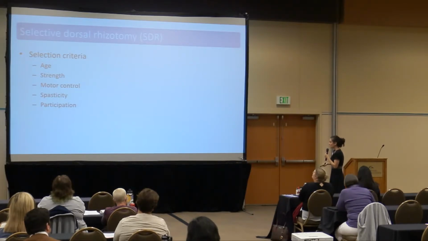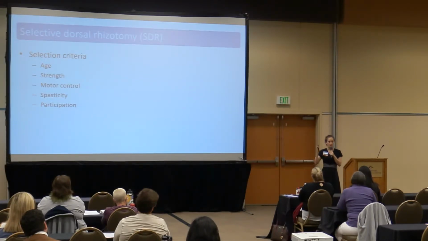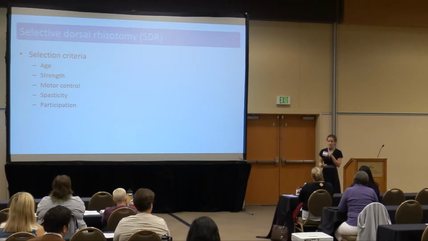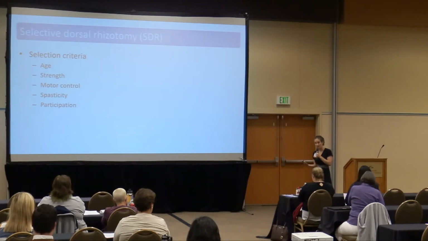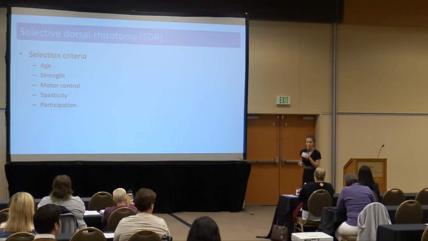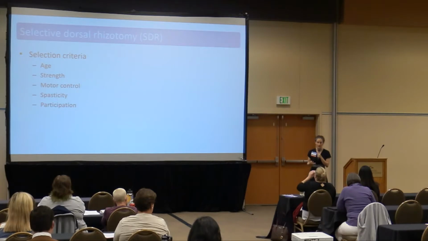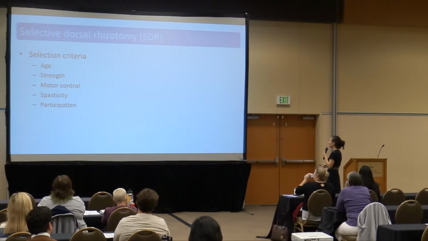And then also participation. After doing a selective dorsal rhizotomy, it completely gets rid of spasticity, and so the child is very different. Their body is very different. They have learned to walk with all of that spasticity. When you get rid of it, they stop walking. And so they have a pretty significant functional decline, which is expected. We know that it's going to happen. We prepare families for the fact that their child is not going to walk. And then they slowly work on retraining that walking over time. So participation is really important.